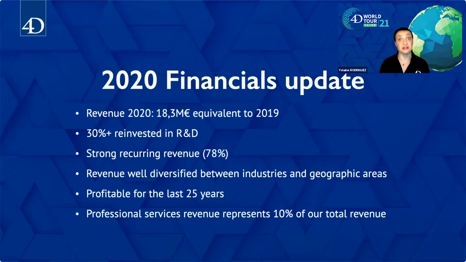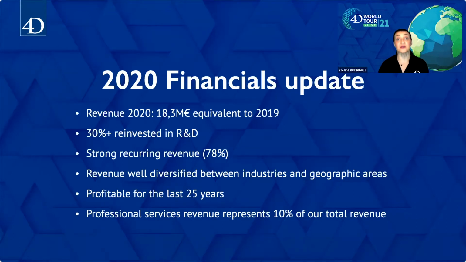Despite the cancellation of both summits in Chicago and Paris and the refund of $400,000, we still had revenue equal to that of 2019, which was at that time a very good year for 4D. And just as important, we continue to invest 30% in research and development. Strong recurring revenue of 78% allowed us to continue to make large investments in our product and services. Revenue that is diversified on a regional basis and across many different industries protected us during the global pandemic. Once again, 2020 proved that 4D had built a strong business model which secures your investment in time and money, even during difficult times.